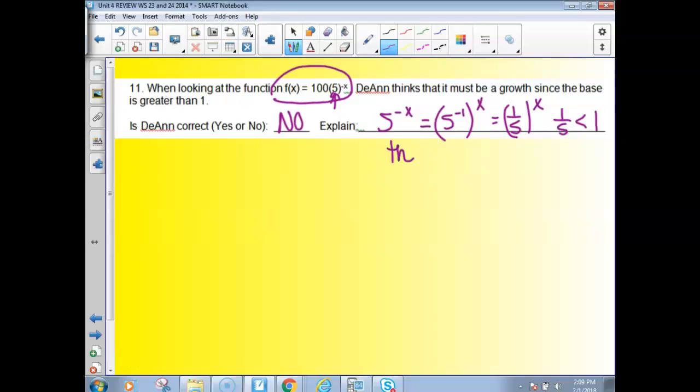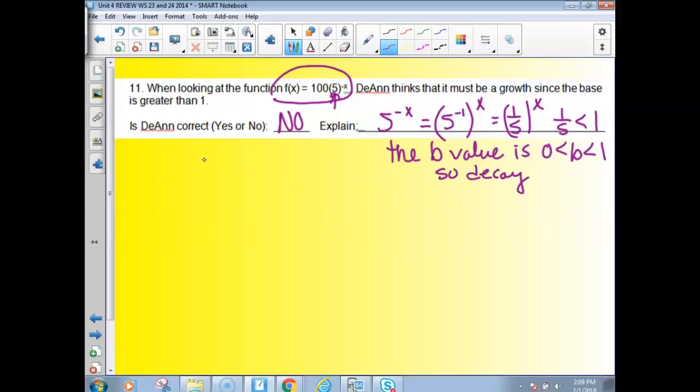The b value, you don't have to write that if you don't want. You can write the b value, or the base, is actually between 0 and 1. This is a better answer, which makes it decay, so decay.